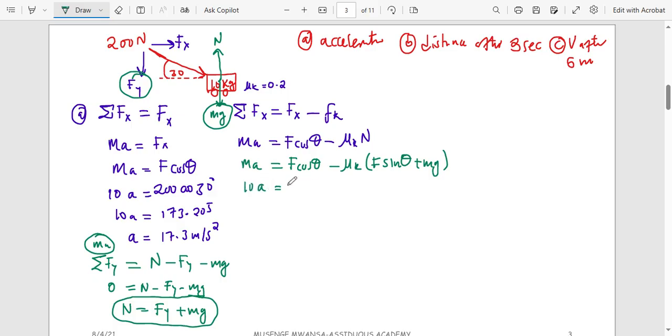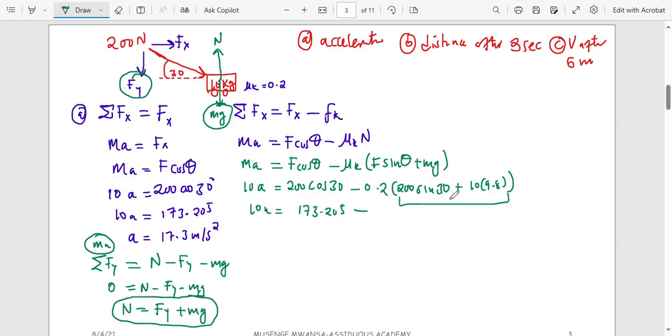is equal to F, which is 200, cos the angle 30, minus the coefficient of friction, that is 0.2. We are multiplying that by F, which is 200, and then sin the angle, which is 30, and then plus the mass, which is 10, times gravity, 9.8. Okay, like that. So 10a is equal to 200 cos 30, that is 173.205, and then minus, so I'll first work out what is inside here. 200 sin 30 is going to be 100. 10 times 9.8, that is 98.